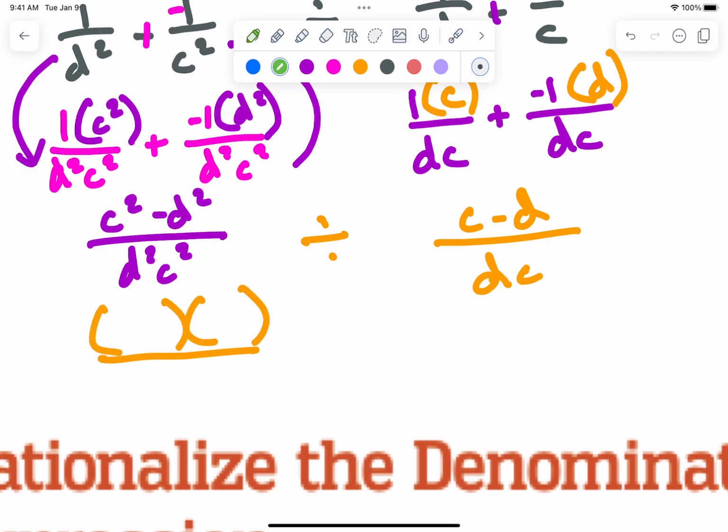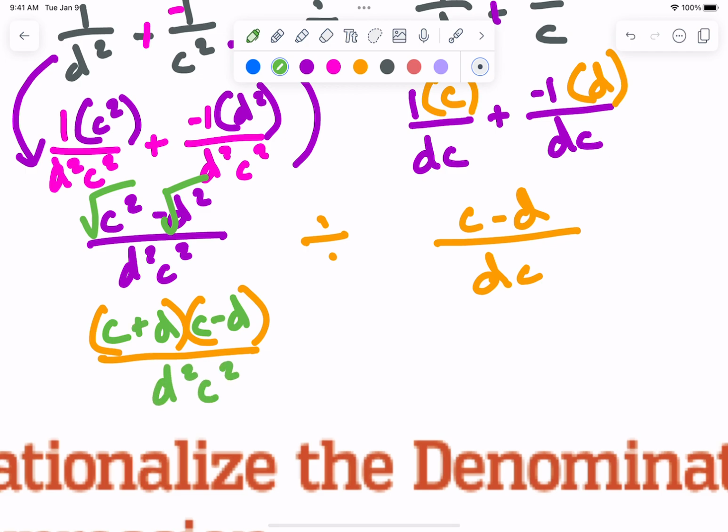If you can't see that, what's the square root of c squared? C. C goes here and here. What's the square root of d squared? D. He goes here and here. One's plus, one's minus. Then we've got d squared c squared on the bottom of that.